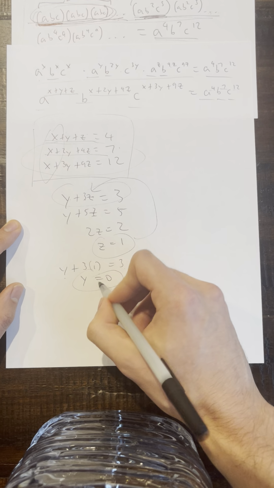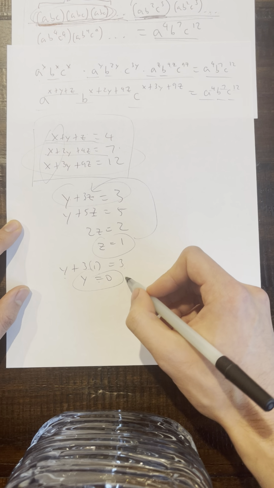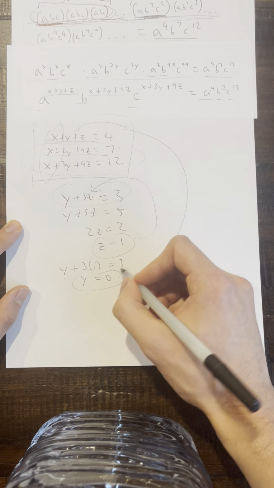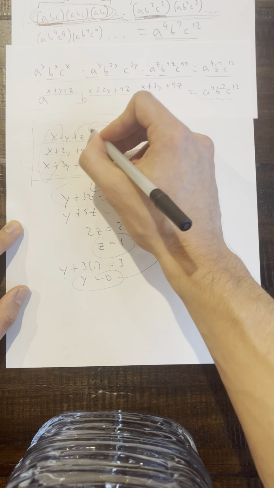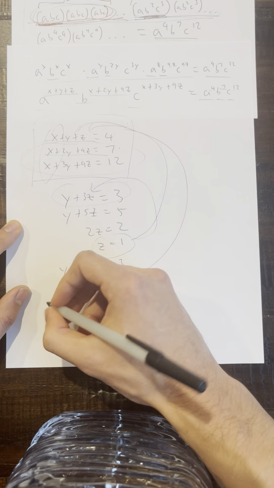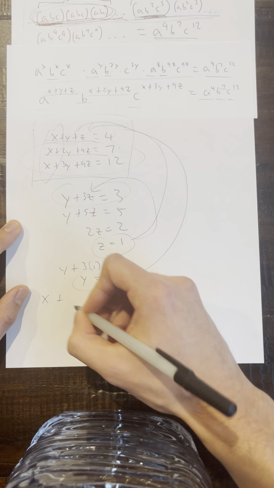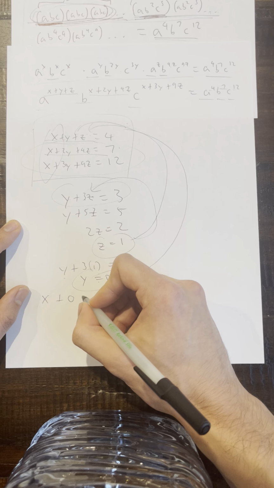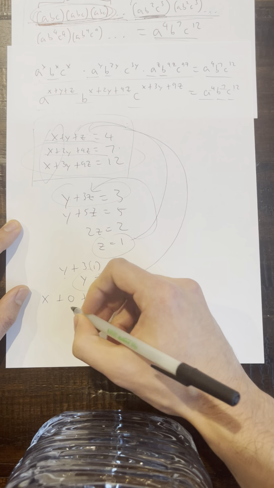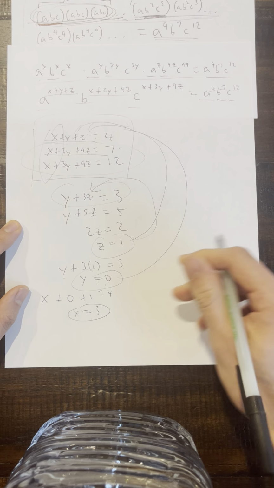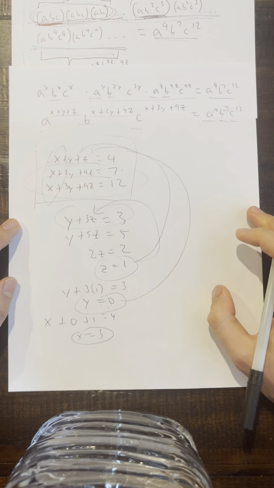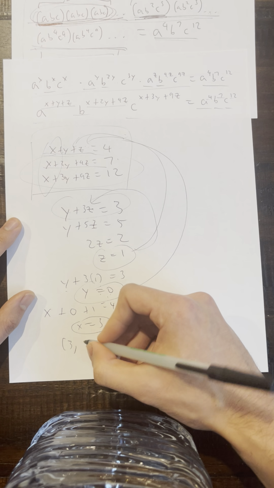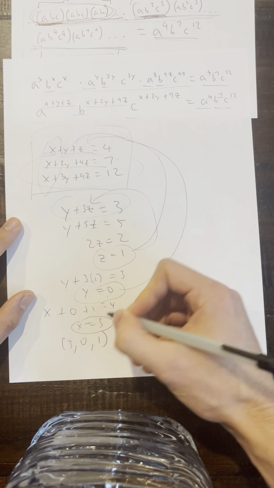Okay, so we know y is 0, z is 1. And how do we figure out x? Well, we change y here to 0, and we can change z here to 1. So let's go ahead and do that. So x plus 0, because that's what y is. And z is how much? Z is 1, so plus 1 is equal to 4. So x is equal to 3. Okay, so we know x is equal to 3, y is equal to how much? 0, and z is equal to 1.